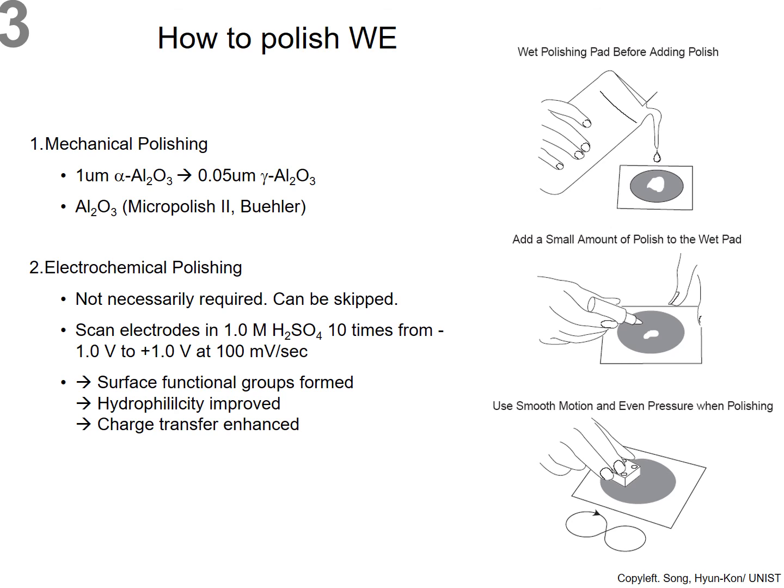Then, how to polish the working electrode? We have two different methods of polishing. The first one is mechanical polishing, and the second one is electrochemical polishing. Let me start with mechanical polishing. Wet the polishing pad. Here is the polishing pad, before adding polish. So just pour some drops of water onto the polishing pad. Then add a small amount of polish powder to the wet pad.